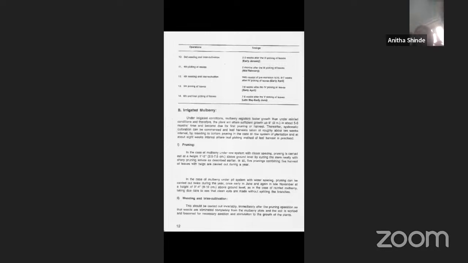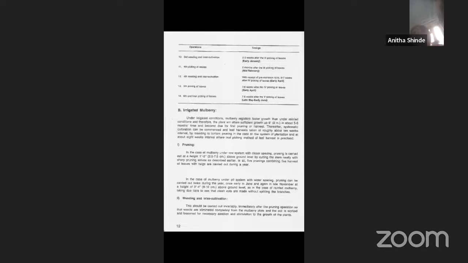Again, the same procedure as for rain-fed mulberry needs to be followed. You have to go for pruning. There will be slight variations, but the stages will almost be the same. The next is weeding and intercultivation, as done for the rain-fed crop. Then manuring: the same way, you have to apply manure once a year. Bulk organic manure has to be given either in the form of cattle manure or compost.